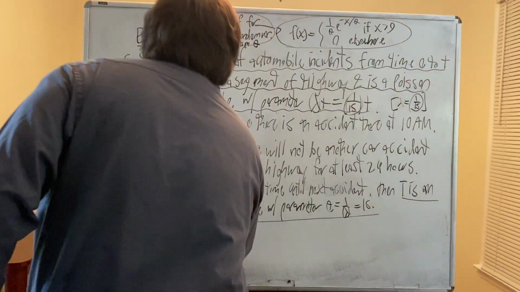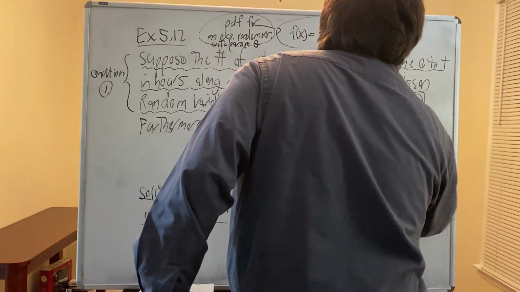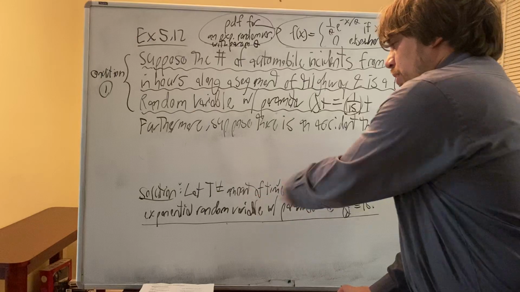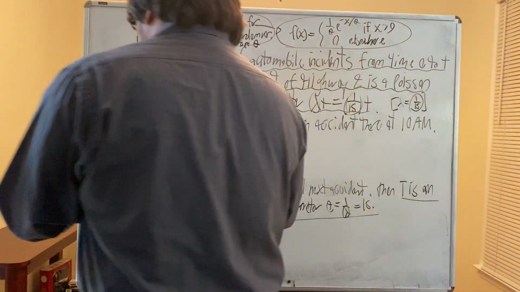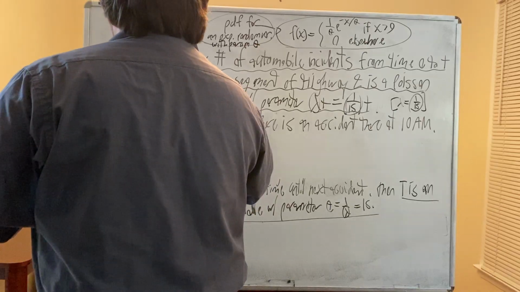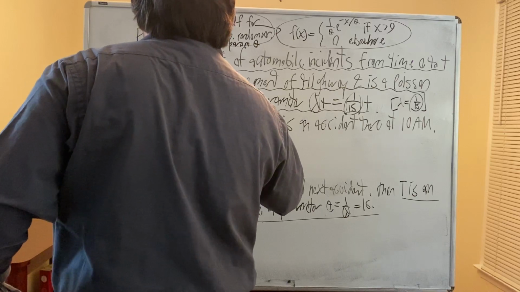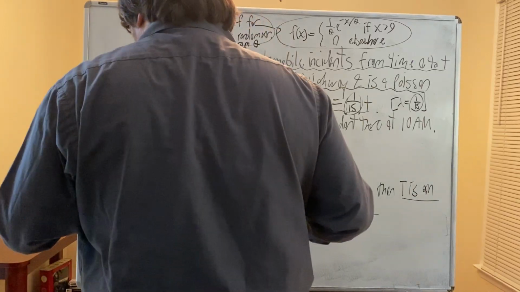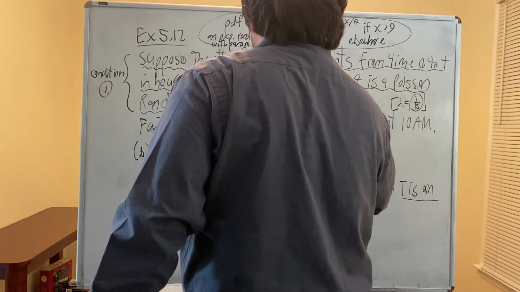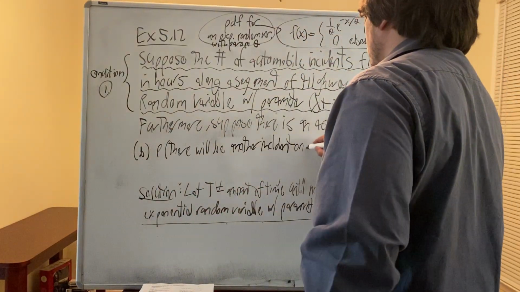Okay, so for part B, we're going to use the fact that T is the same again, so we're going to use this part of the solution again, so we'll keep that there. For part B, find the probability that there will be another incident, another accident. I use the word incident here. There will be another incident on the same day.